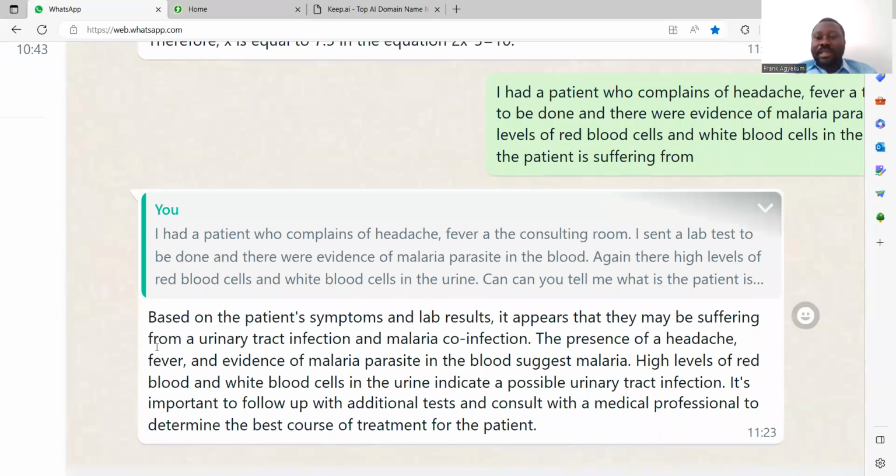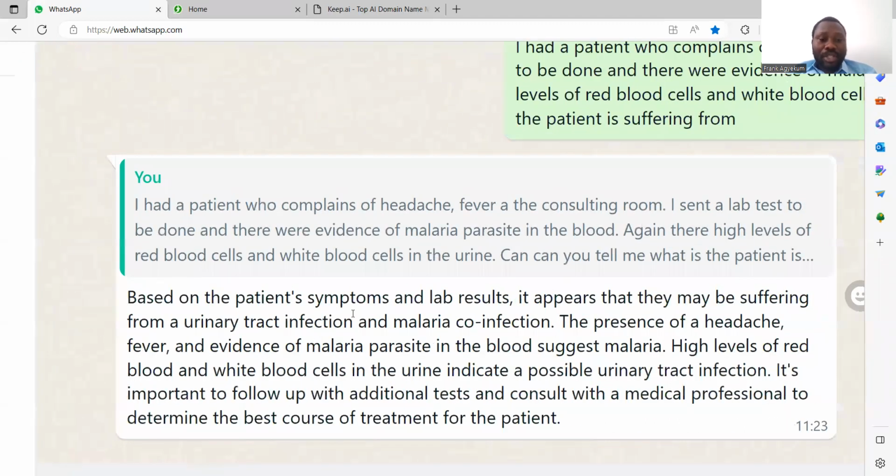Now, we said that the patient has headache and fever, and then we did a blood test which indicated malaria parasite in it. And in the urine, there were red blood cells and white blood cells. So this is the answer. Based on the patient's symptoms and lab results, it appears that they may be suffering from a urinary tract infection and malaria co-infection. I mean, it is true because in the blood, there were malaria parasites, and if there are malaria parasites, definitely the patient is suffering from malaria, all right?